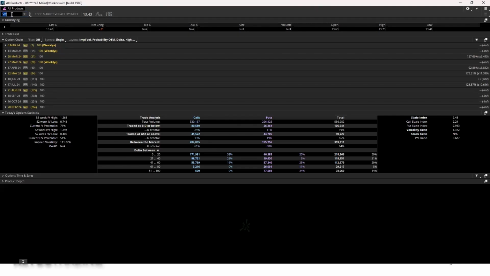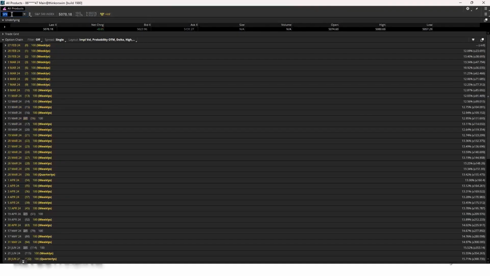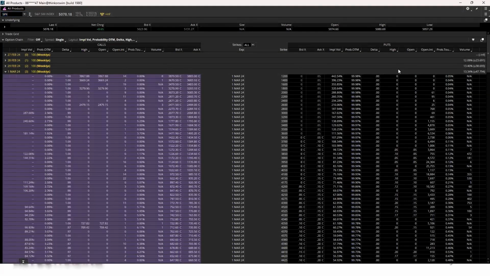All right, so let's go over to the SPX and go out to Friday. So we've got 13.34% implied volatility going out to this week's Friday expiration, with an implied move of almost 48 points on the S&P.